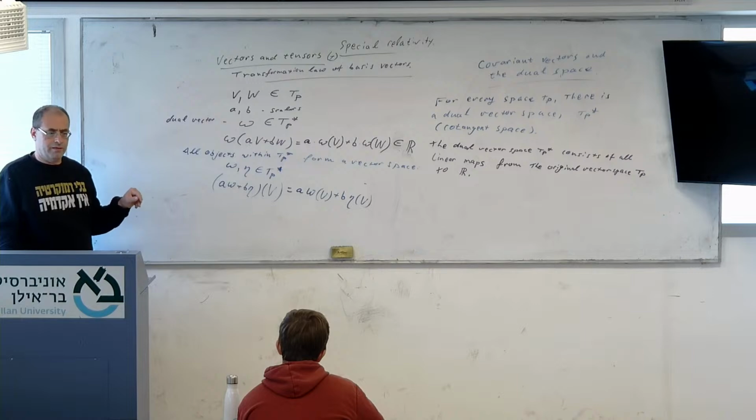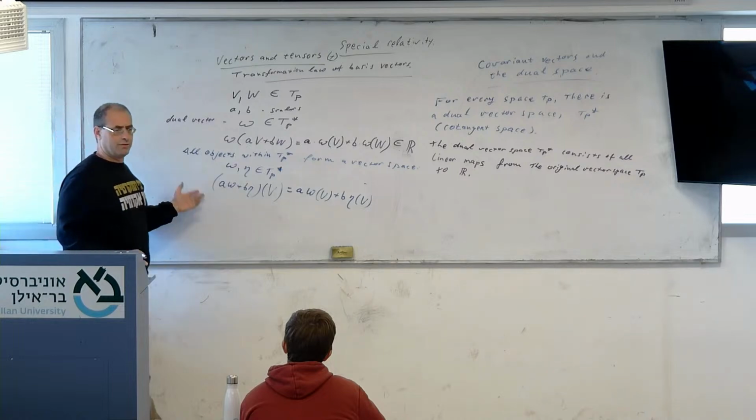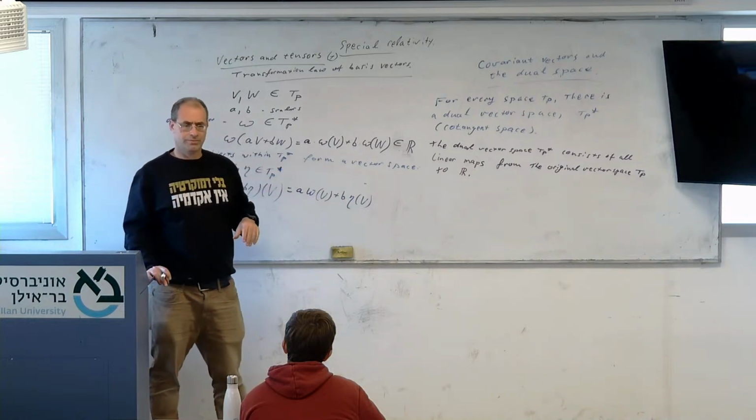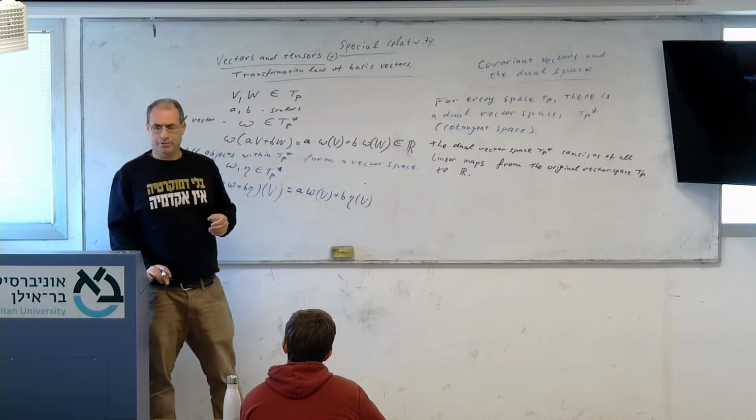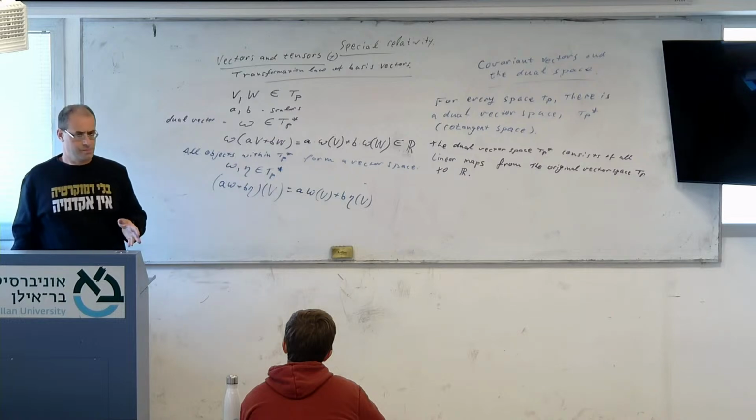If you get confused again, think of this row vector versus column vector. They don't belong to the same space. You cannot add them. But you can take a column vector and operate it on a row vector, and you get a number.